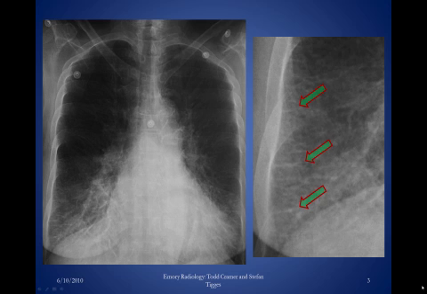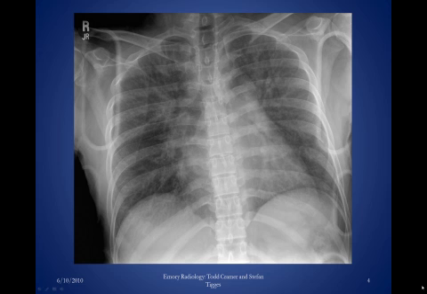Kerley B lines can start to show up when the pulmonary capillary wedge pressure reaches 15 millimeters of mercury. Remember that normal is 8 to 12. Here's another patient with Kerley B lines. Notice them most clearly at the right lung base. Not all Kerley B lines mean the patient is in acute pulmonary edema.